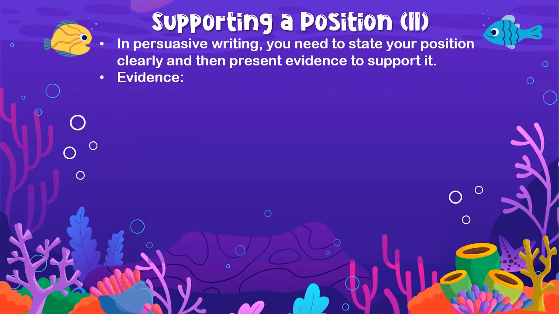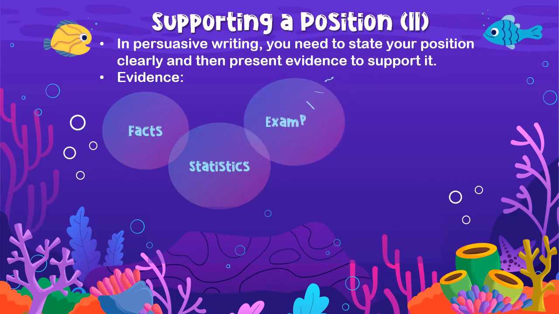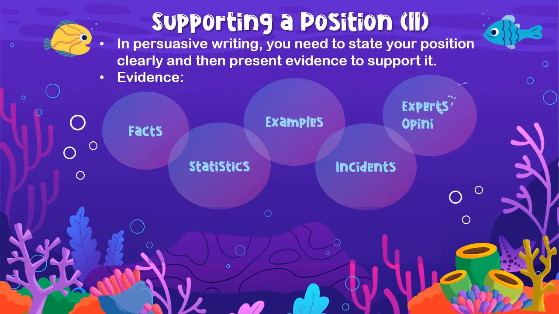Here's some evidence. Facts, statistics, examples, incidents, and experts' opinions. Those are all types of evidence. So these are things that you can give in order to support your position, in order to support your opinion and what you think. So you need to give facts that cause you to say what you are saying.